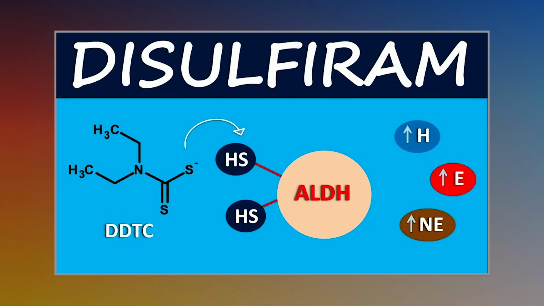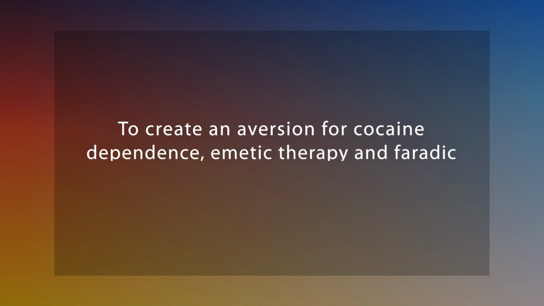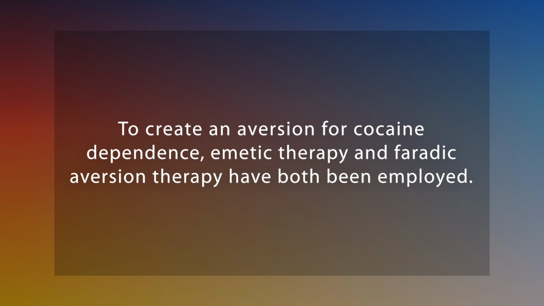Since 1932, a variety of aversion therapy techniques have been applied to the treatment of drug and alcohol addiction. Disulfiram, a medication occasionally used as a second-line treatment under proper medical care, is one method for treating alcoholism that has been incorrectly labeled as aversion therapy. Disulfiram induces sensitivity comprising extremely unpleasant reactions which can be clinically severe when a person consumes even a modest amount of alcohol. To create an aversion for cocaine dependence, emetic therapy and faradic aversion therapy have both been employed.